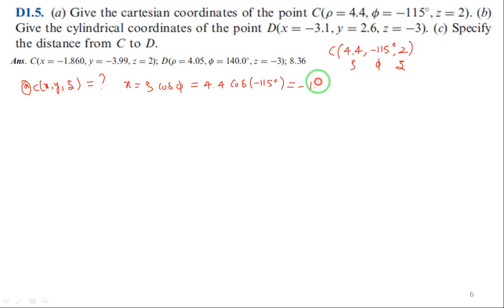So minus 1.859 I am getting. This is x. Similarly, you calculate y. y is equal to rho sin phi.